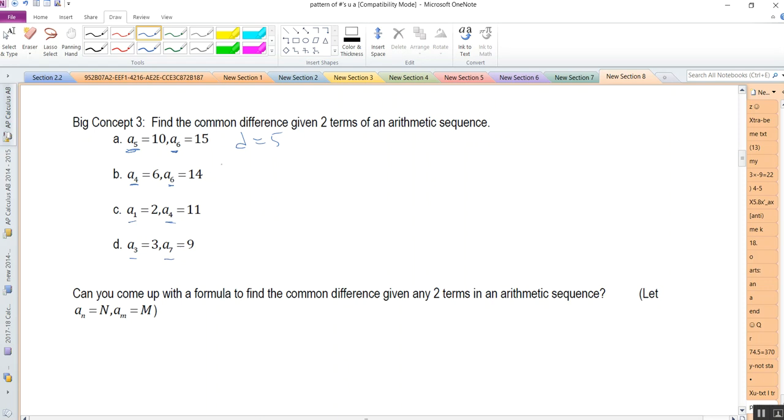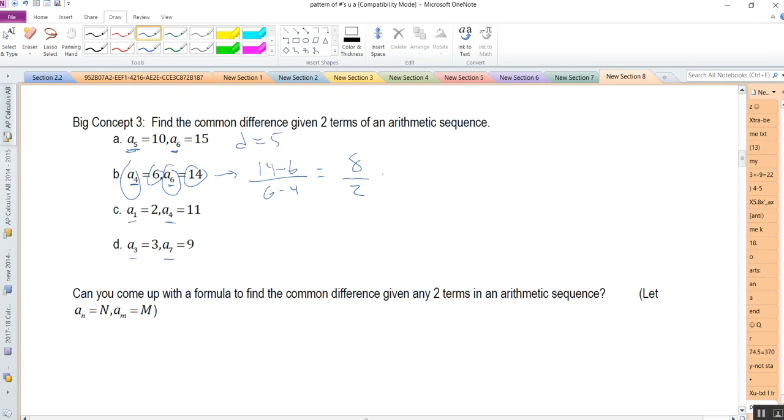What you could do is simply just do this. 14 minus 6 over 6 minus 4. Where am I getting that from? Well, 14 minus 6 are the given two terms, which of course is 8. Why the 6 minus 4? Because I'm given the 6th term and the 4th term. So obviously that's a jump of 2 terms to go from the 4th term to the 6th term.